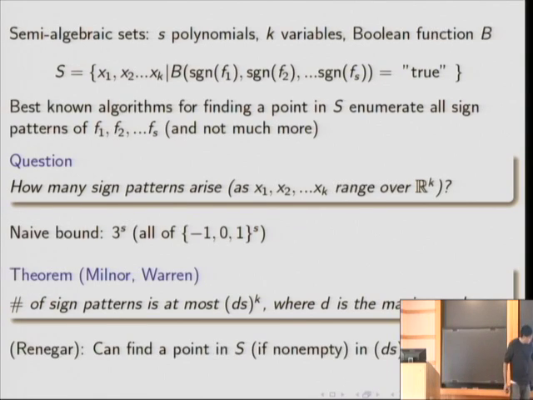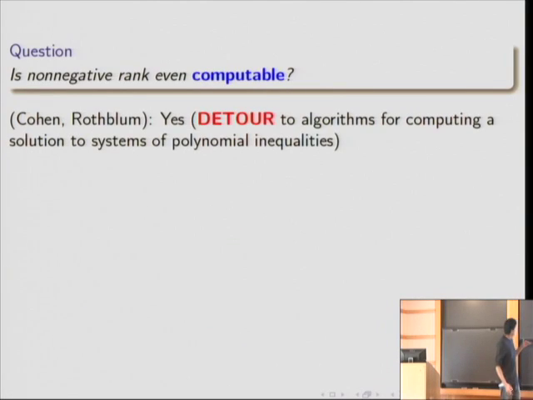And nevertheless, Renegar did show an algorithm that runs in roughly the same amount of time. He showed an algorithm for finding a point in the semi-algebraic set whose running time is exponential in the number of variables, but is polynomial in all the other parameters, polynomial in the number of polynomials and in the maximum degree. So now what can we say? Let's return to this original question, which we should hopefully be able to answer. So we have this question: is the non-negative rank even computable in the first place?